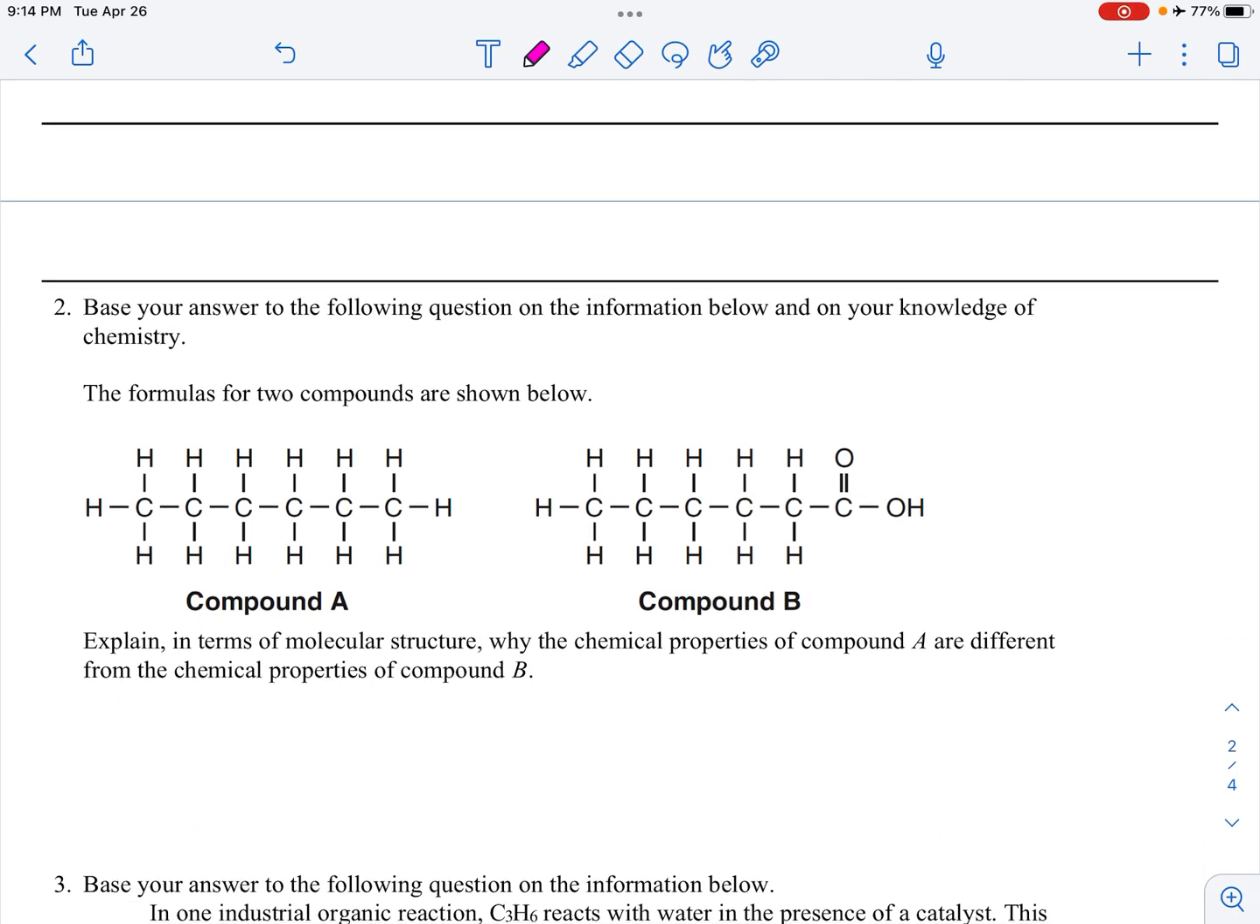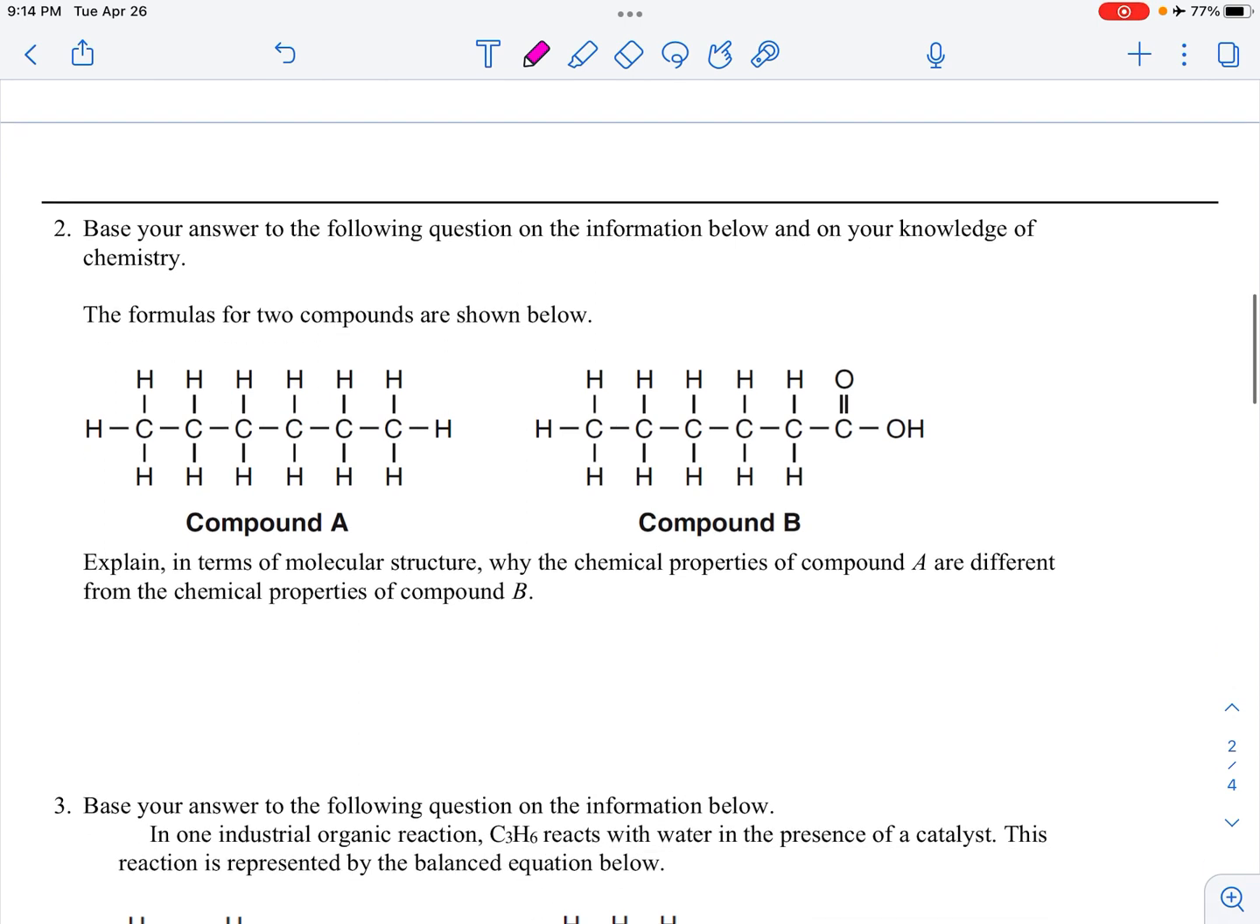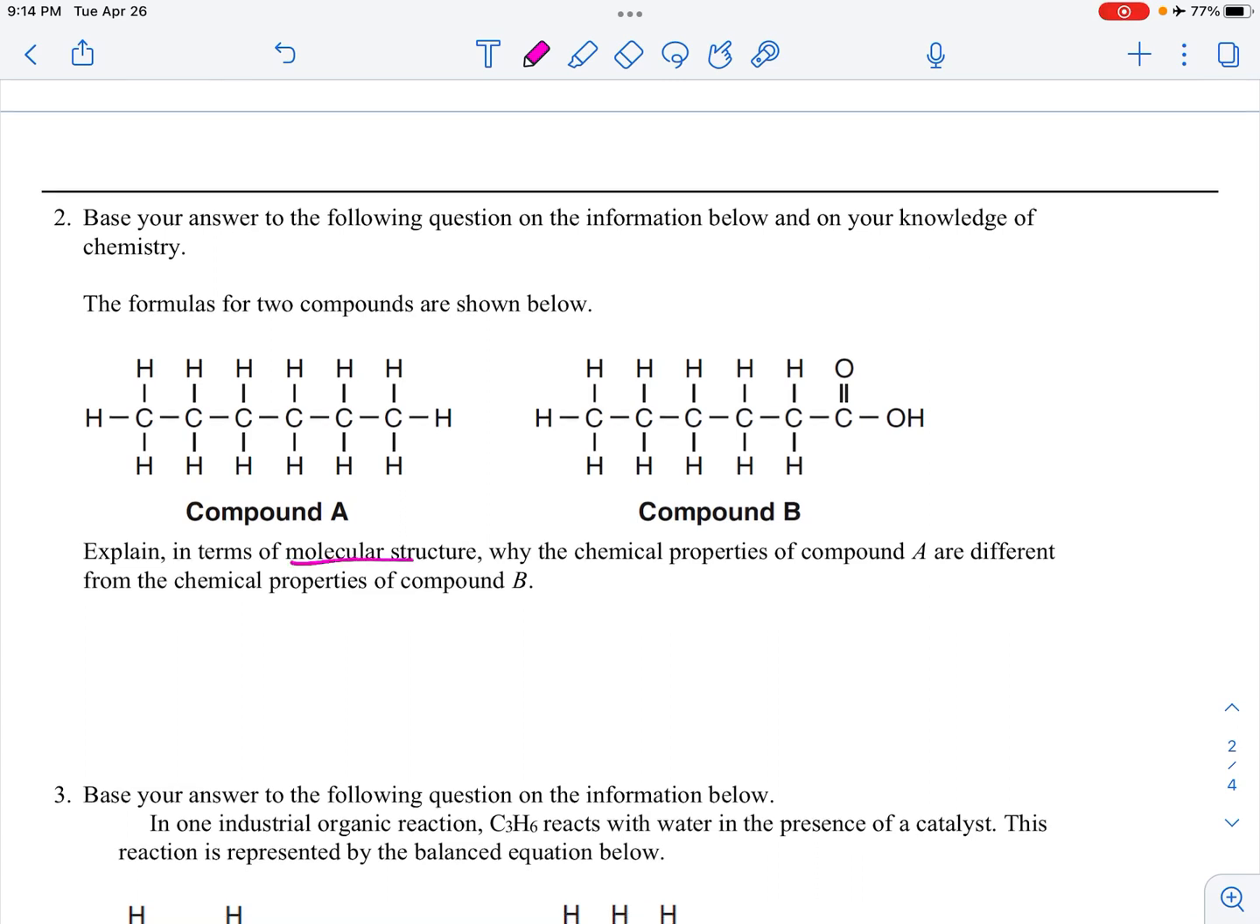So number 2, base your answers to the following question on the information below and your knowledge of chemistry. So we have two compounds shown below, compound A, compound B. Explain in terms of molecular structure, why are the chemical properties of compound A different than compound B? So before we answer the question, let's take a look at these compounds. So compound A doesn't look like it's anything too unique. It's an alkane, which is all single bonds, hydrocarbon. And we've got 1, 2, 3, 4, 5, 6. So this is a hexane.